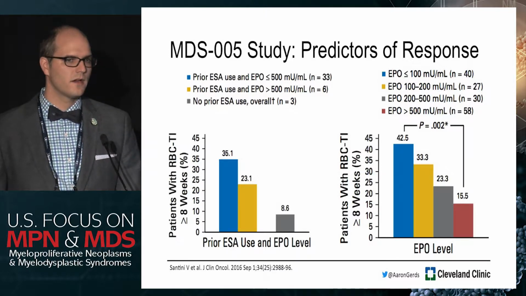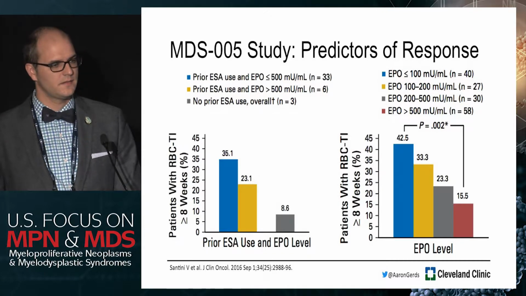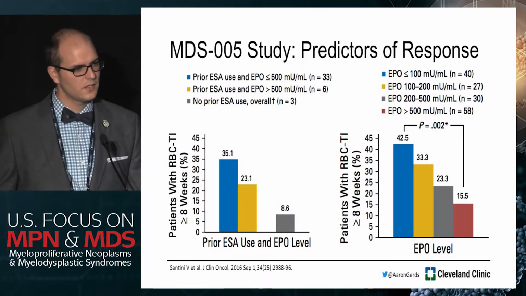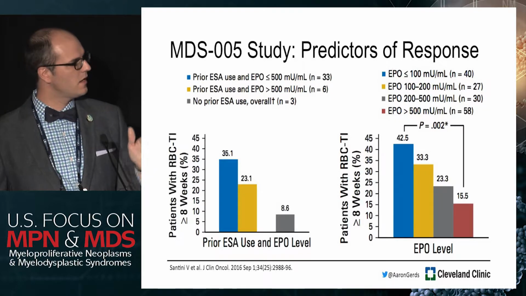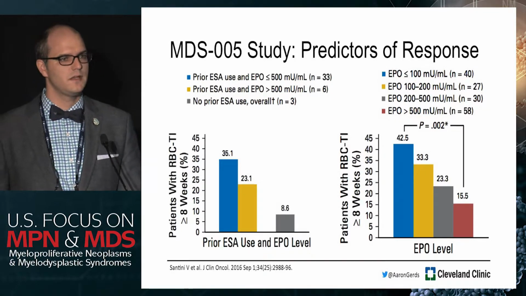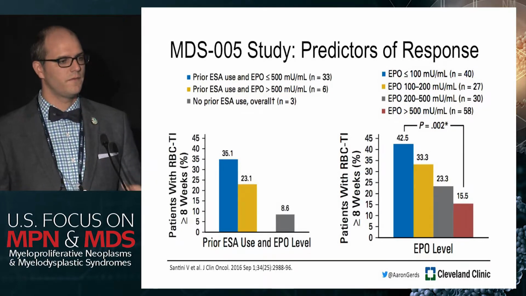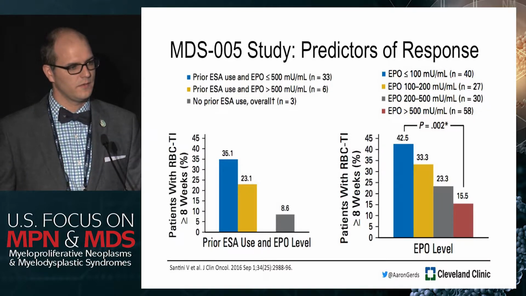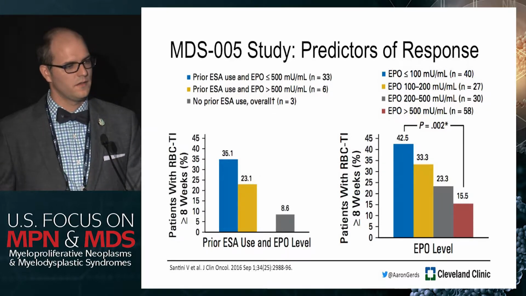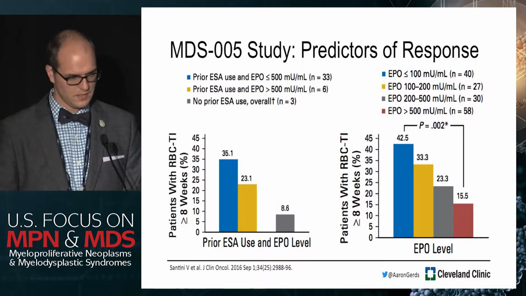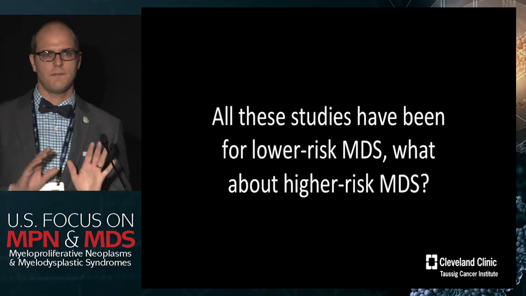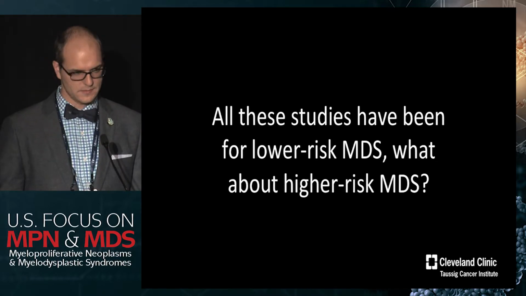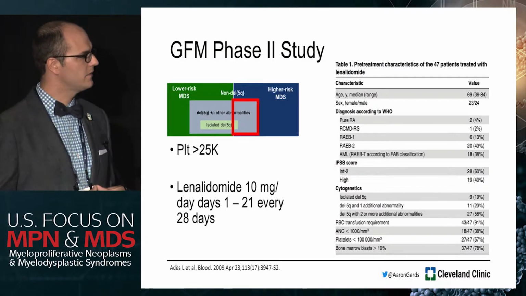And then the figure on the right is an ad hoc analysis that was done after the study was completed, looking at varying EPO levels and responses. And so there was certainly a dose response with pre-treatment EPO level. Those who had very low pre-treatment EPO levels were more likely to respond than those who had very high pre-treatment EPO levels. So all these studies so far have been looking at patients with lower risk MDS. What about those with higher risk MDS?